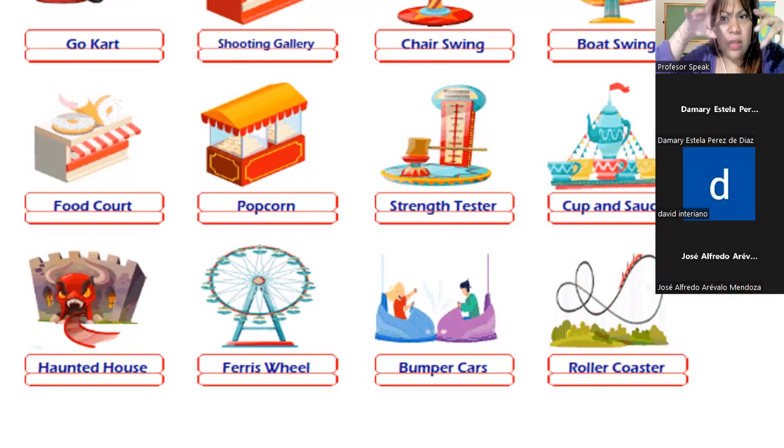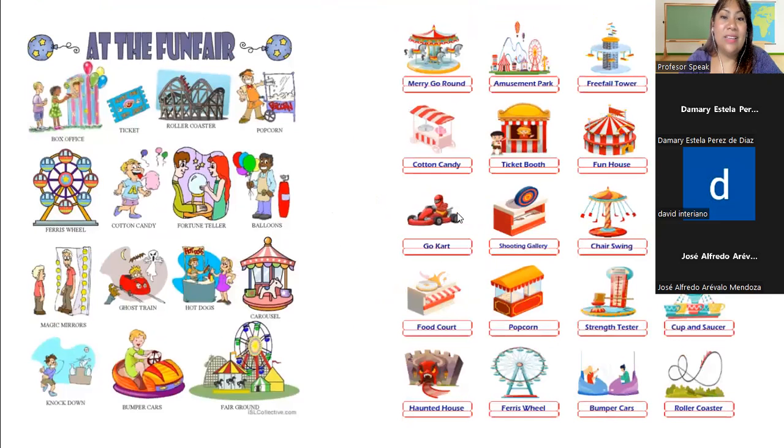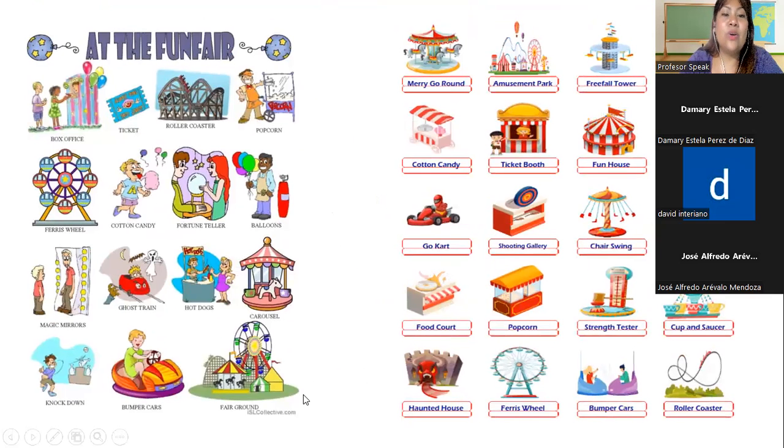Okay. We have the haunted house. Boo! Everybody, haunted house. Ah, this is for horror, okay? Ferry wheel, everybody, ferry wheel. Roller coaster. Okay, so you can say, I went to the fun fair.